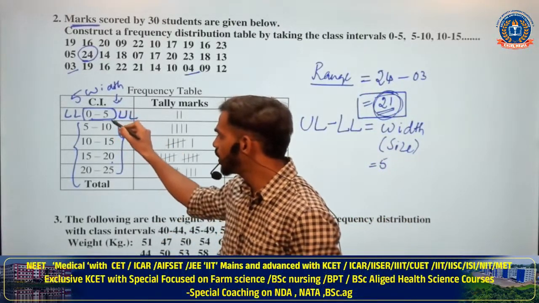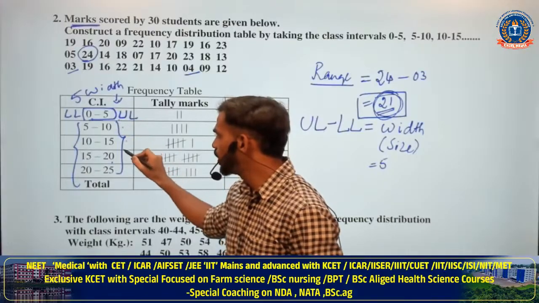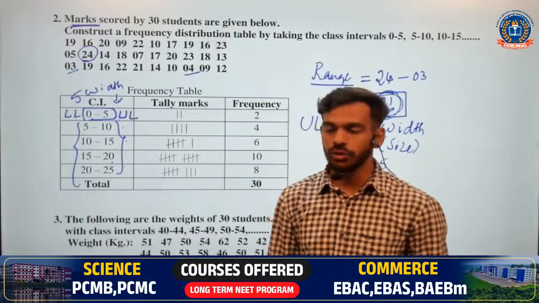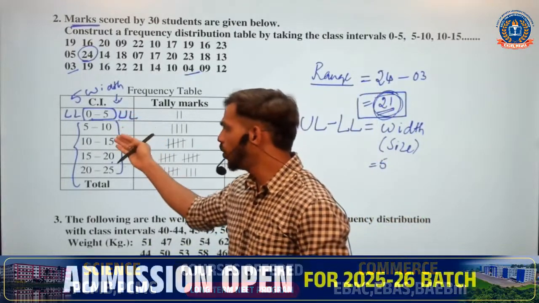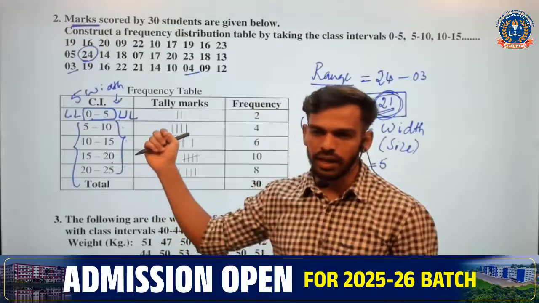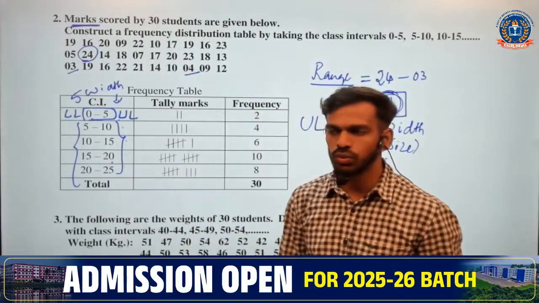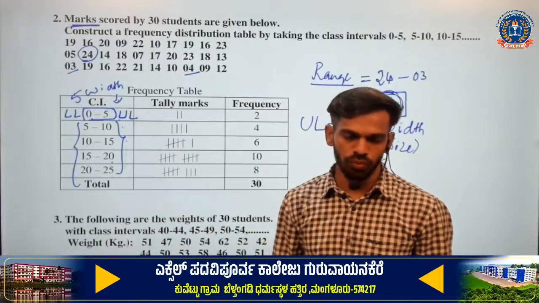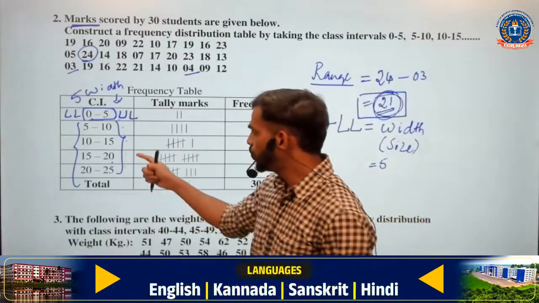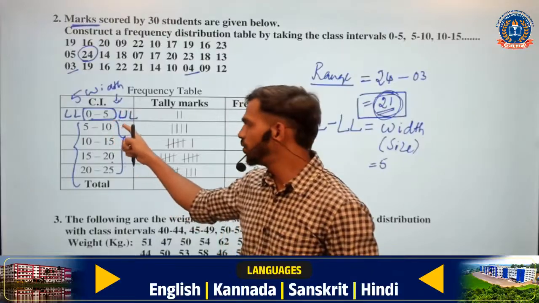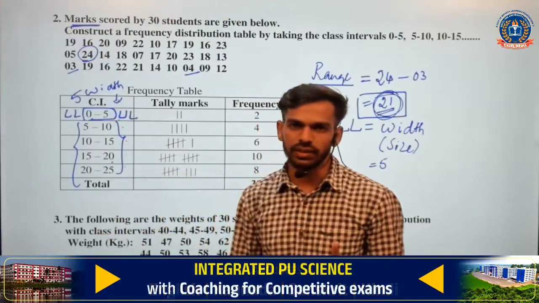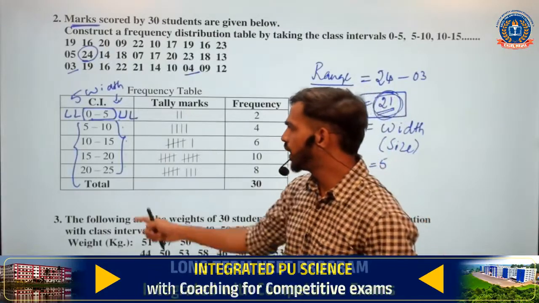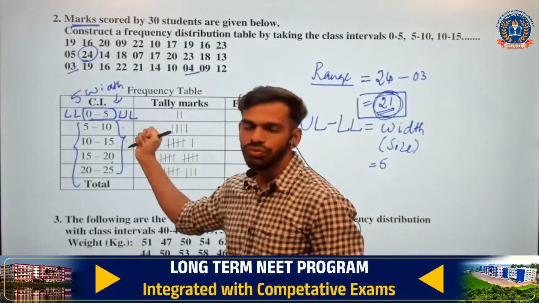Here, how many classes do we have? 1, 2, 3, 4 and 5 classes. So while considering frequency distribution, we should have at least a minimum of 4 classes. There is no hard and fast rule for that, but that is the general tendency. If we take 10 as width here, we will get only 2 class intervals, but if we take 5 as width, we can have more classes.